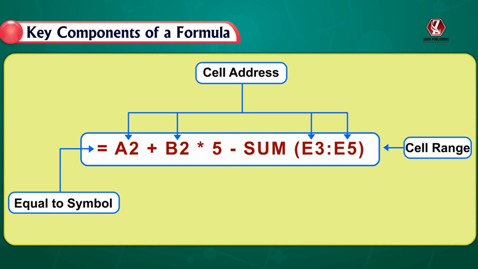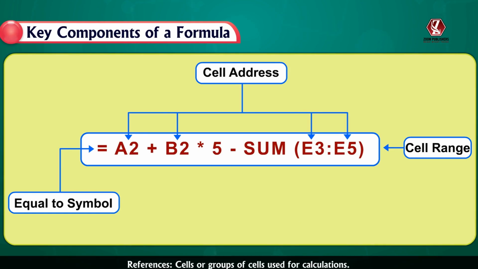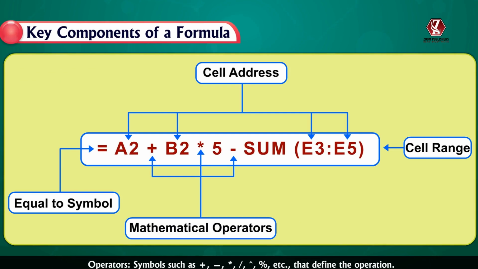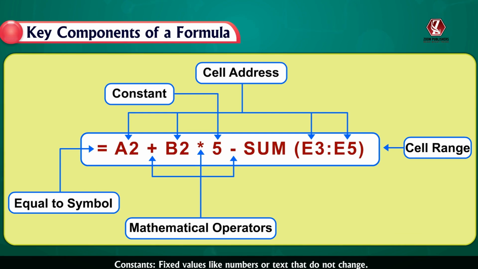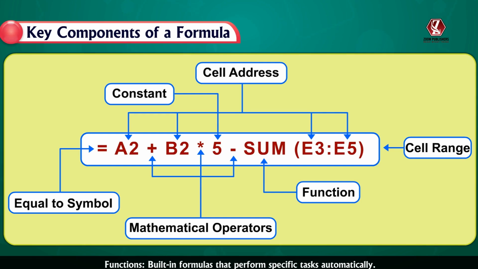Key components of a formula: references, cells or groups of cells used for calculations; operators, symbols such as plus, minus, asterisk, slash, pound sign, percent, etc. that define the operation; constants, fixed values like numbers or text that do not change; and functions, built-in formulas that perform specific tasks automatically. Components example: =A2+B2*5-SUM(E3:E5).